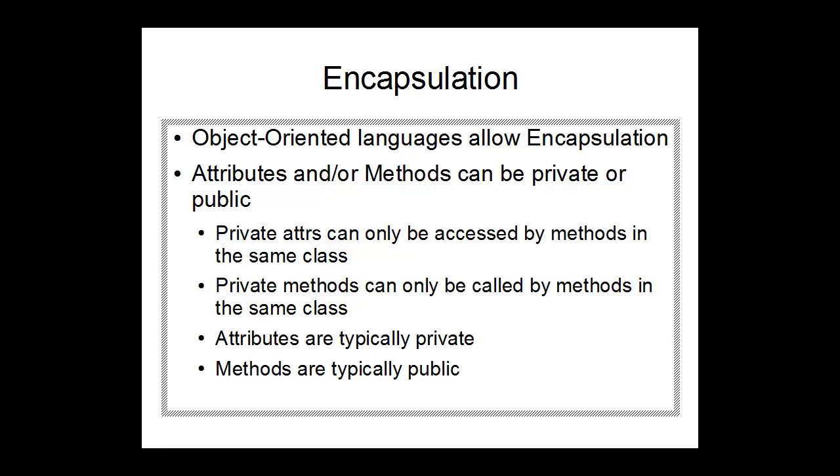Another principle of object-oriented programming is encapsulation. Encapsulation enables you to mark attributes and/or methods to be private or public. If you have a private attribute, then only methods in that same class can access the attribute. Likewise with private methods. If you have a private method, those private methods can only be called by methods in the same class. They could not be called by other objects that are outside that class. Generally, attributes are made private and methods are made public.